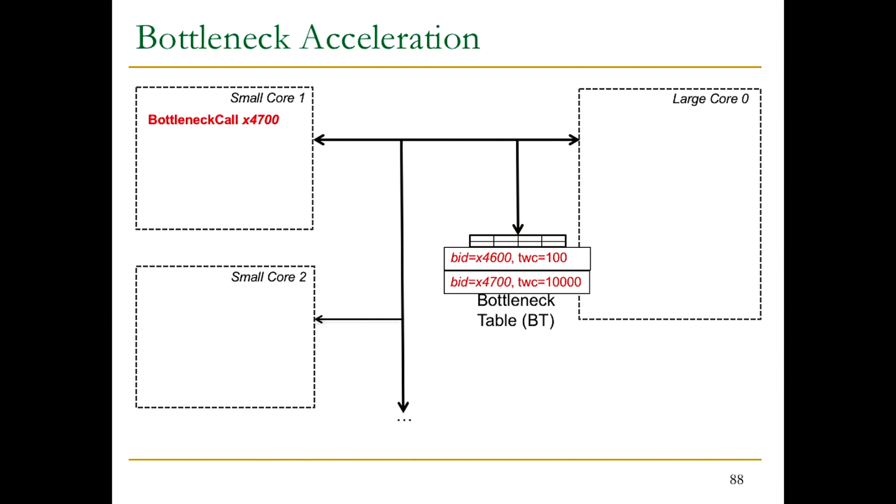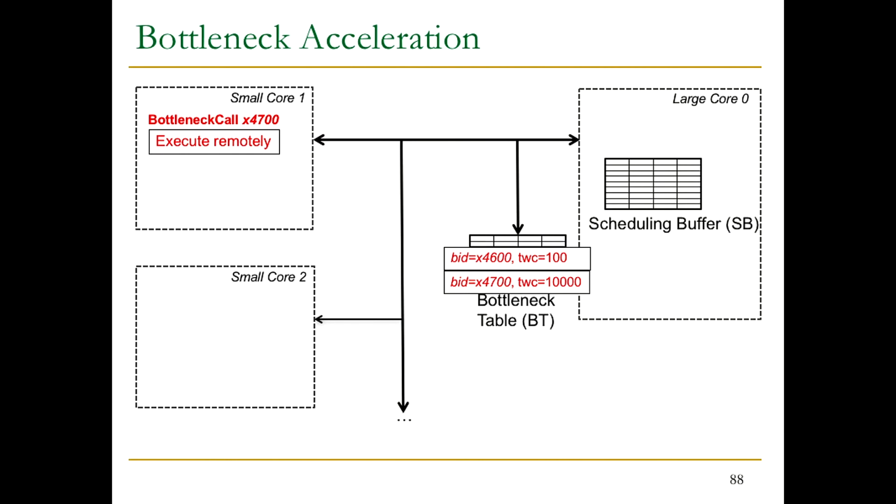And later it gets to a bottleneck call 4700, asks the bottleneck table, tell me where to execute this. And the bottleneck table says, oh, this is something important. You'd better send it to the large core, right? Execute it remotely. And then the small core prepares it and sends it to the large core. So the large core now has a scheduling buffer. Remember, this was a FIFO in the critical section request buffer. Here, we're going to try to do the scheduling such that the most important bottlenecks are prioritized over others. So the bottlenecks that have higher thread waiting cycles are prioritized, scheduled earlier.